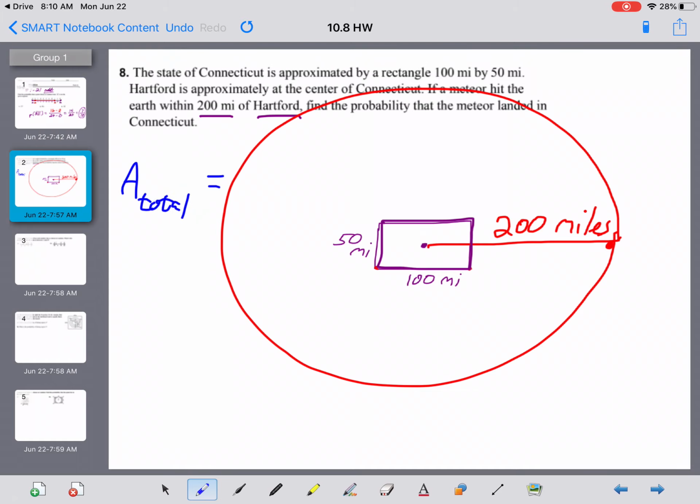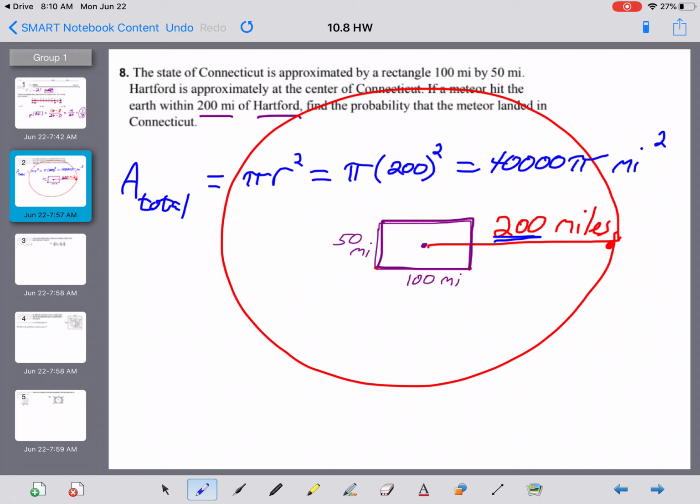And obviously the big outer shape right here is a circle. And so to come up with that area, we're going to do pi times our radius squared. Well, as you can see here, the radius of that circle is 200. So that's going to be pi times 200 miles squared. And that's going to get us 40,000 pi is the area of that entire circle, and that's going to be in square miles.